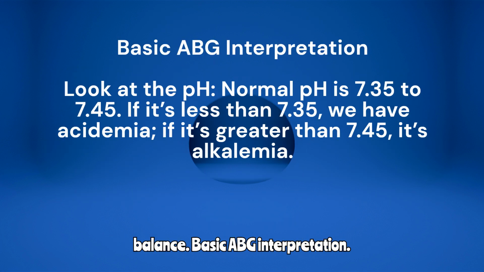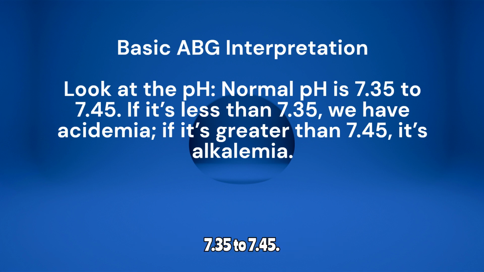Basic ABG interpretation. Look at the pH. Normal pH is 7.35 to 7.45. If it's less than 7.35, we have acidemia. If it's greater than 7.45, it's alkalemia.